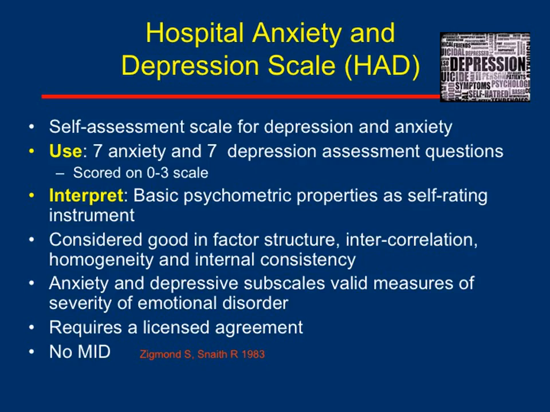So this is a self-assessment that uses 7 anxiety and 7 depression assessment questions. It's scored on a 0 to 3 scale. And to interpret it, it basically looks at psychometric properties as a self-rating instrument. It's considered valid and reliable with factor structure and intercorrelation. It's got subscales that are valid measures of severity of emotional disorder. It does require a licensed agreement, and there is no specific number or change that's considered clinically abnormal, or clinically significant, I should say. Next slide, please.